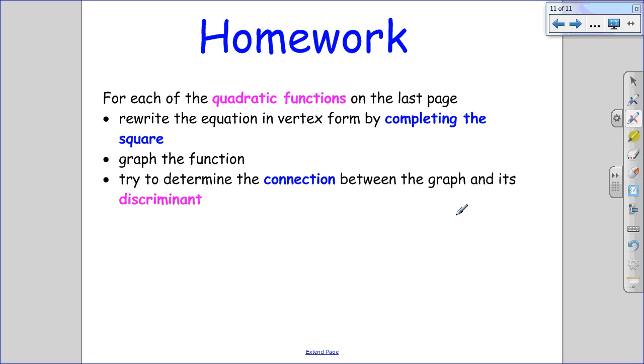So what I want you to do now, because it can't all be easy, is I want you to rewrite each of those 6 equations in vertex form by completing the square. I'd like you to graph each function using transformations, and then try to determine the connection between the graph and its discriminant, because that's where we're going to lead tomorrow in class.